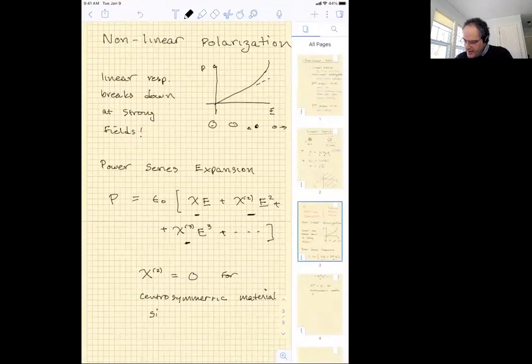But also non-crystalline materials are typically, on average, centrosymmetric. So they also have no effective chi2. In those cases, then chi3 is very important because it's the first correction to the linear response. Okay, but we want to think in terms of this power series expansion.